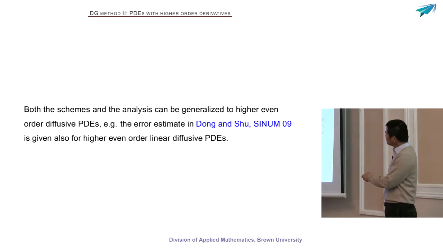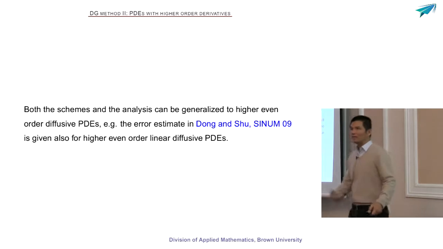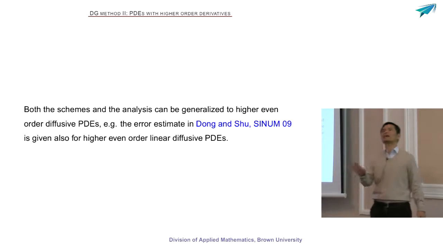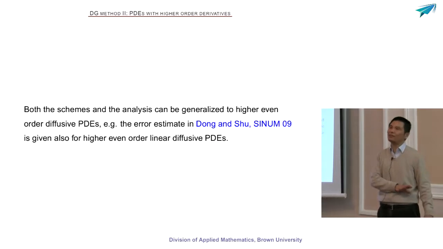Like I mentioned here, the scheme analysis can be generalized to higher even order diffusive PDEs, and these error estimates can also be given for even higher order PDEs. But very few people use beyond 4. So biharmonic is still used. For 6th order PDEs, I have seen some usage, but higher ones, very few people would bother using them.